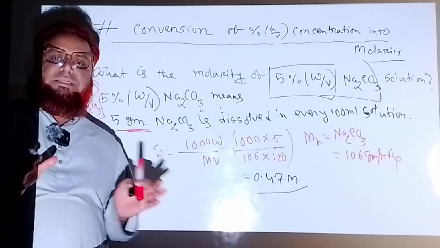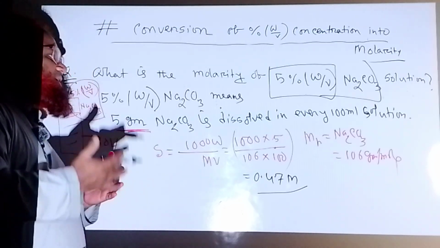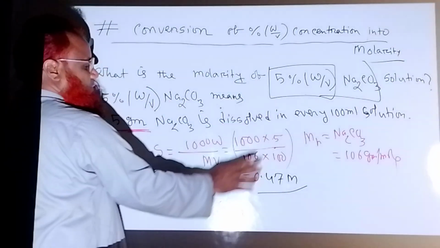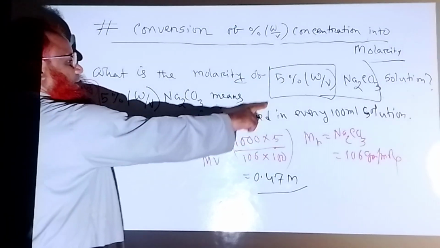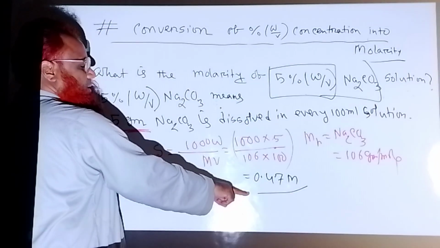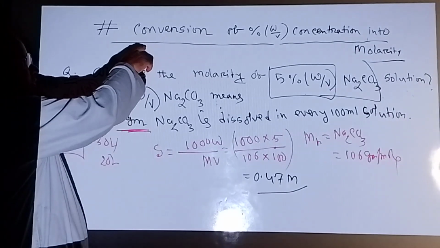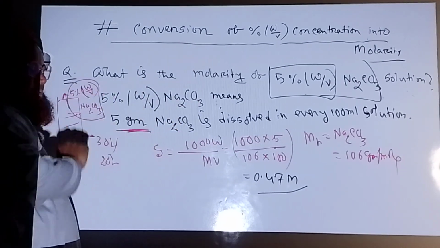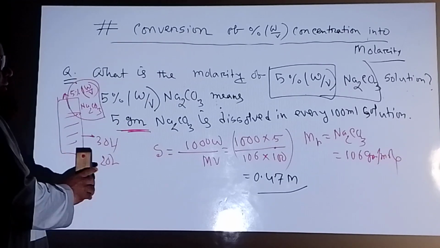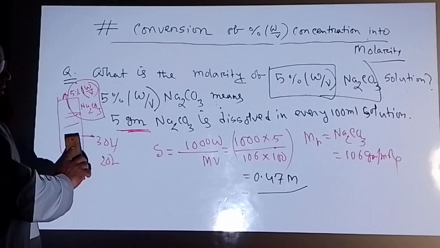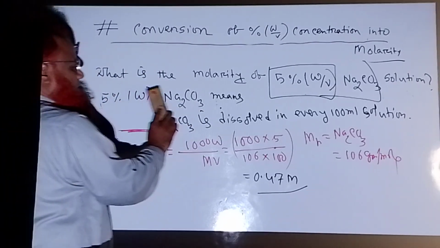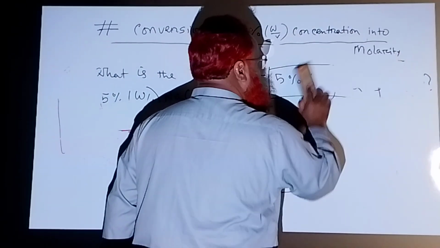So, the meaning of this 5% sodium carbonate and this 0.47 molar is that the concentration amount is the same, but they are expressed in different units. One is percentage unit and another is what? Molarity unit. I repeat, here it is percentage concentration unit, and here it is the molarity unit. So we can convert the percentage concentration into molarity in this way easily. Now we can do the reverse again, molarity to percentage.